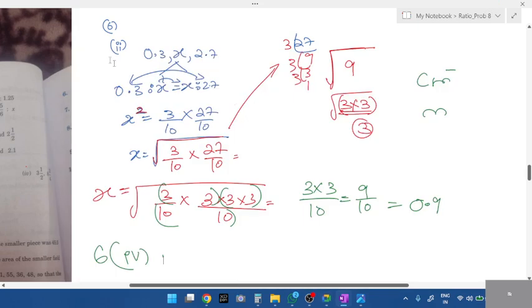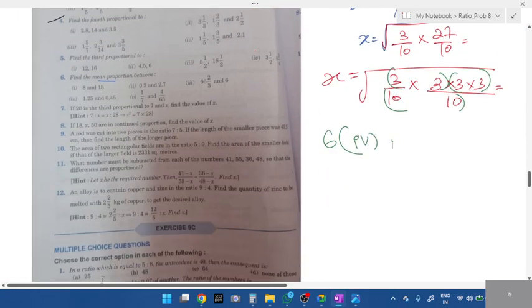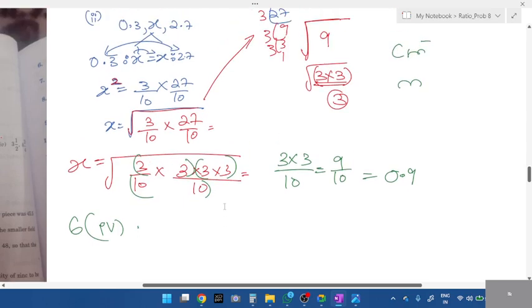Okay, I'll upload the recording. Those three concepts you have missed: fourth, proportion, third, and mean. So you go through that. From 7 to 12, I'll solve. Others, concentrate. Others completed. All of you are done, students.